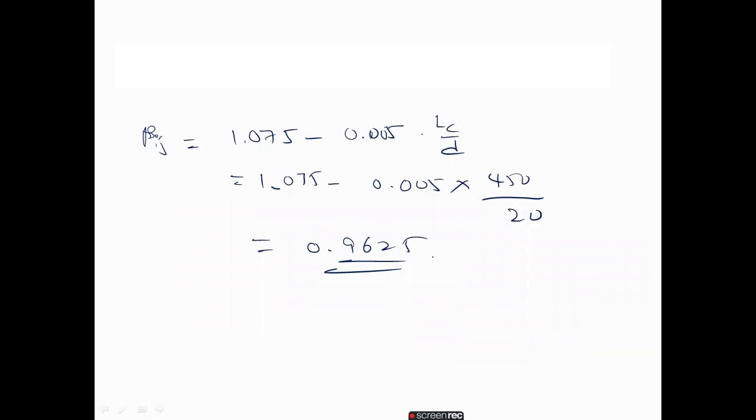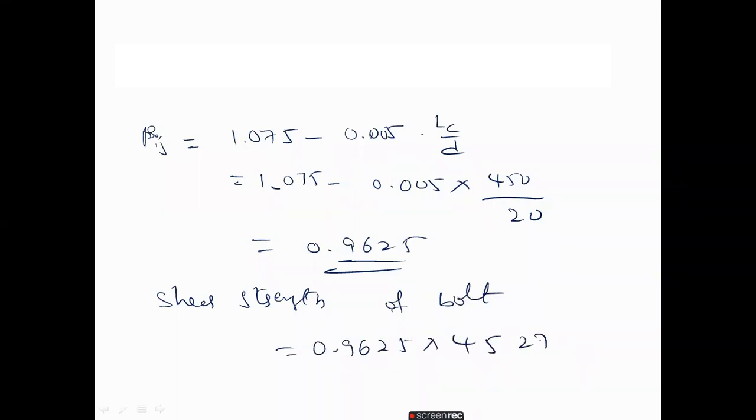After reducing for the long connection, how will we calculate the shear strength? The shear strength of the bolt equals 0.9625 into whatever strength we got, 45,272. So this one is 43,574.3 newtons. This is the shear strength value.